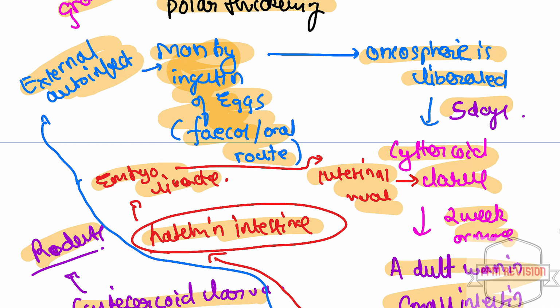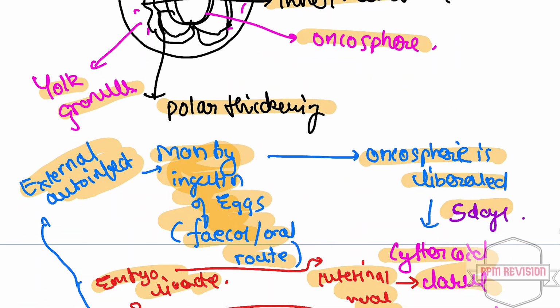Now, quickly looking at H. nana, we drew the diagram, but let me quickly show you and discuss it further. I'm not labeling it since it's already done. So this was the rough diagram of how we drew H. nana with the polar filaments. Next, this is nothing but the yolk granules.